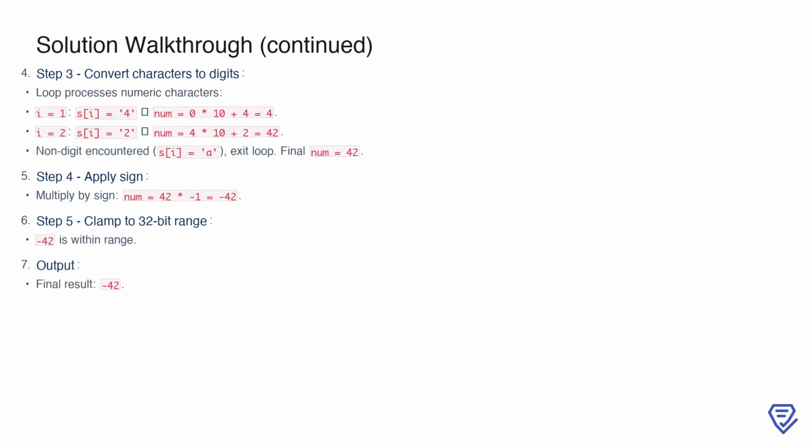The loop begins at index 1, where the character 4 is processed, and number is updated to 4. At index 2, the character 2 is processed, and number becomes 42. When the loop reaches index 3, it encounters a non-digit character, and exits. At this point, the final value of number is 42. Next, we apply the sign in step 4. Since the sign is -1, the value of number becomes -42. In step 5, we verify that -42 is within the 32-bit signed integer range, so no adjustments are necessary. The function then outputs the result, which is -42.